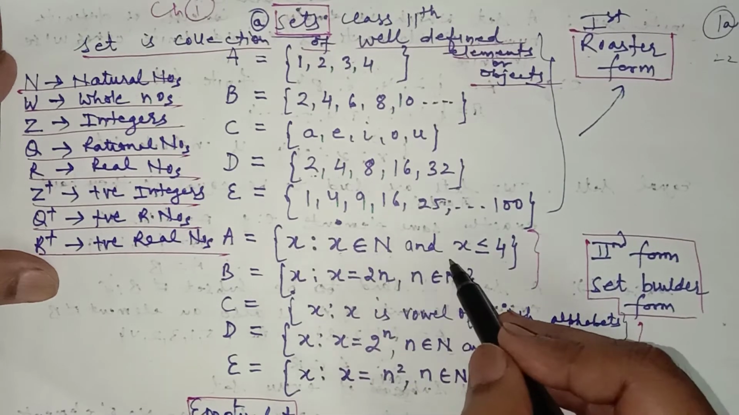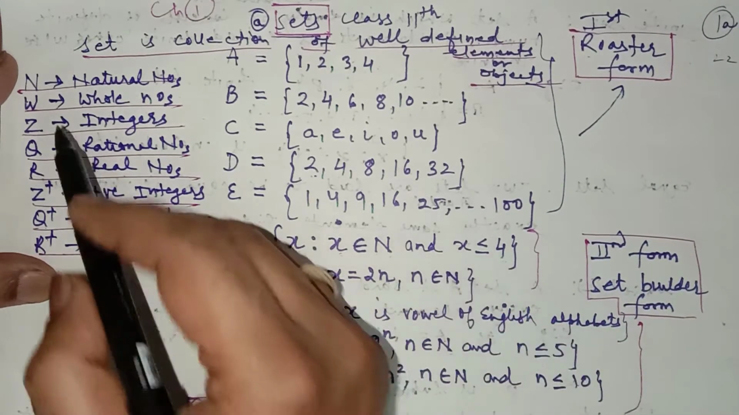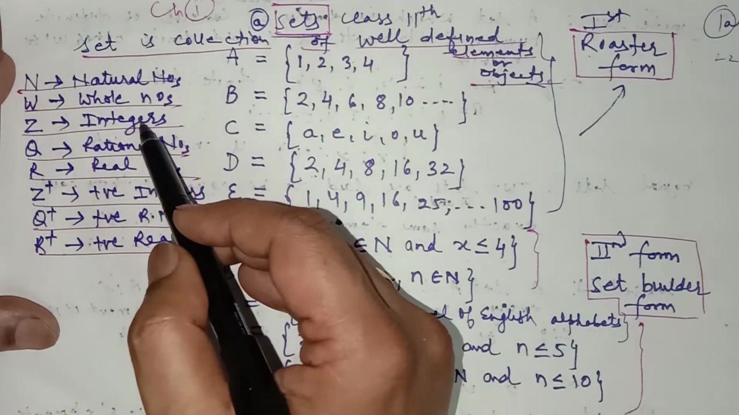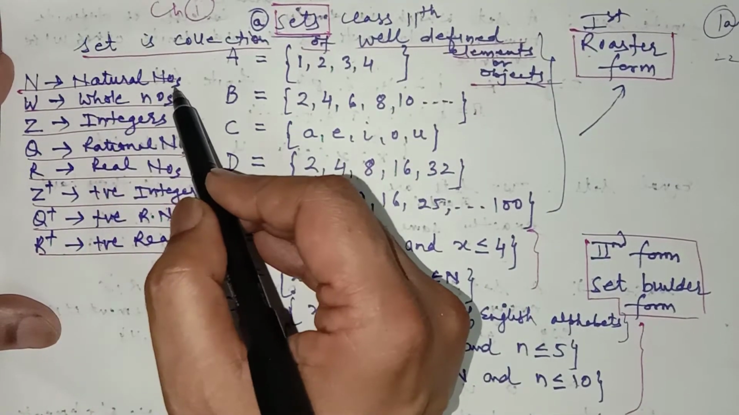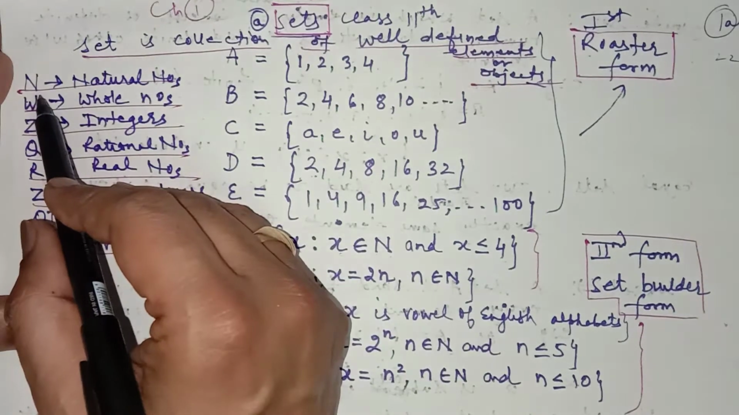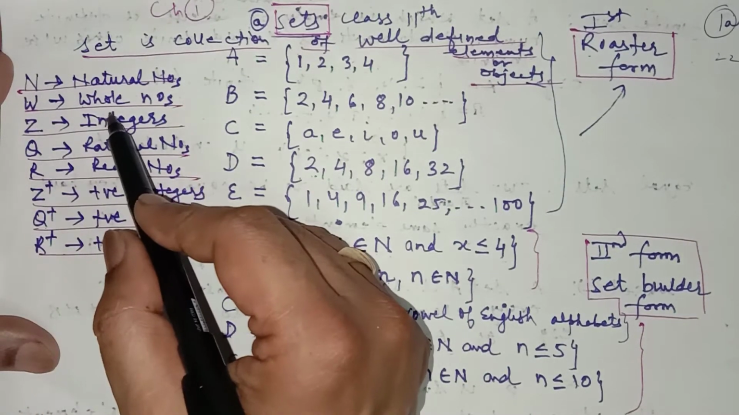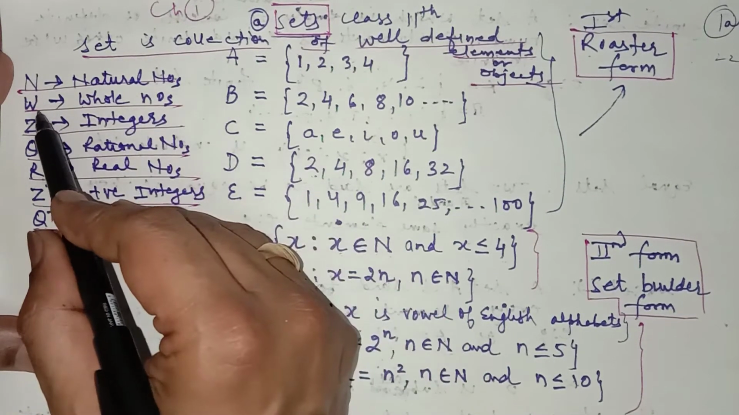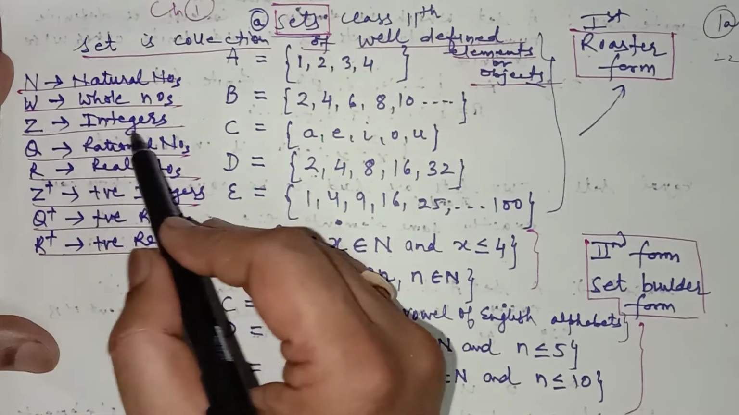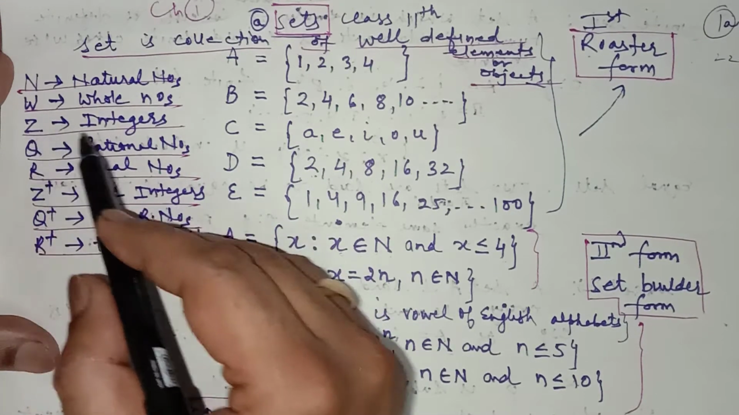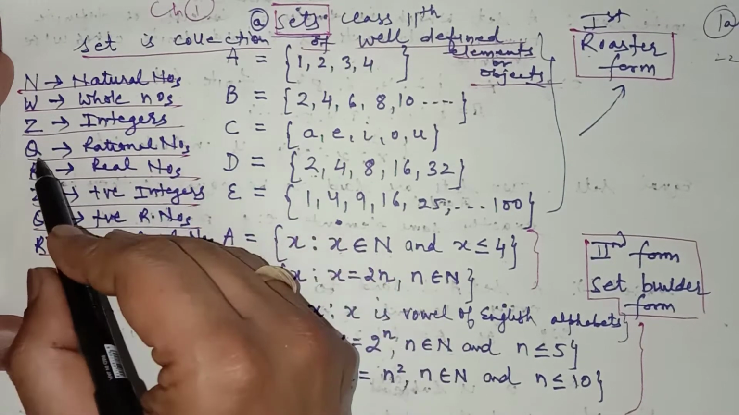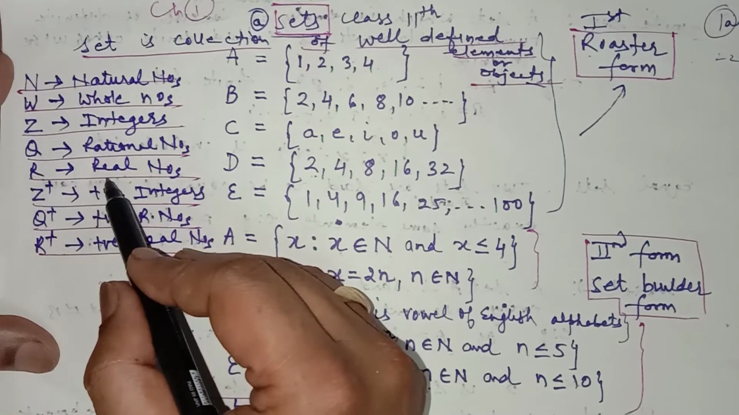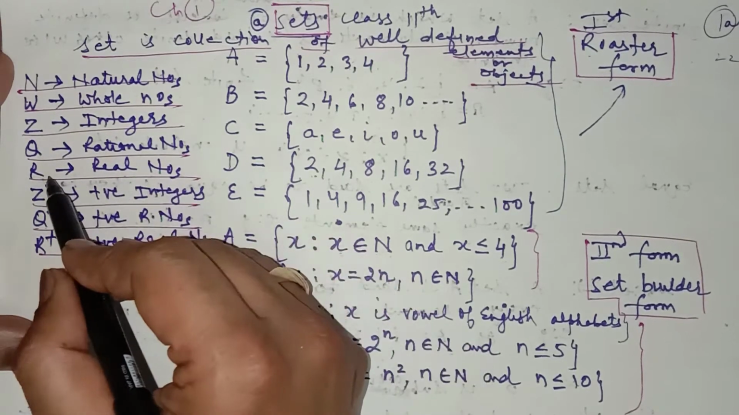Now before going to the set builder form, I am taking this collection of some elements, that is the natural numbers. The collection of natural numbers is denoted by capital N. The collection of whole numbers is denoted by capital W. The collection of integers is denoted by Z. The collection of rational numbers is denoted by Q. The collection of real numbers is denoted by R.